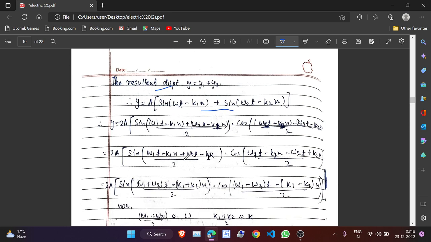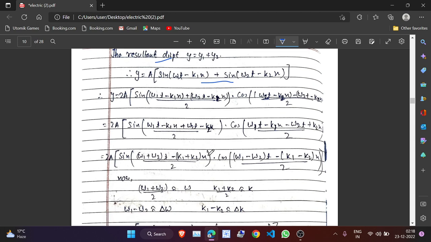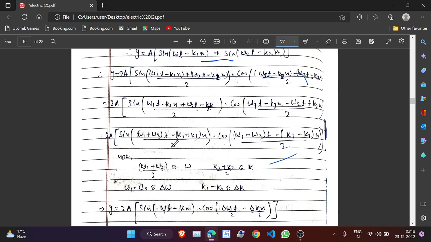And we can write it like this. After solving it, basically we take a negative in this bracket and open it. This is the final equation. Now we assume that omega 1 plus omega 2 by 2 is equal to omega, and k1 plus k2 upon 2 is approximately equal to k.